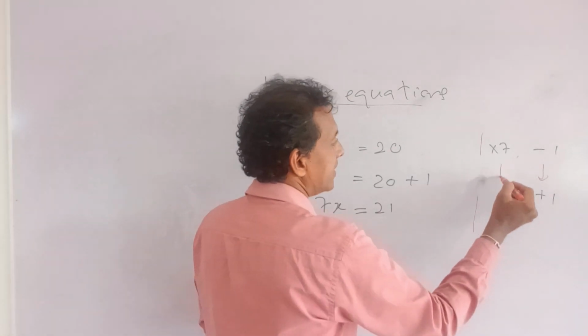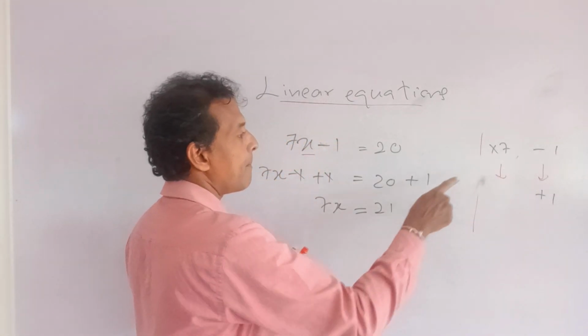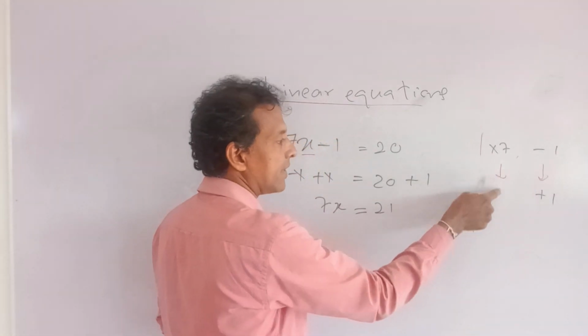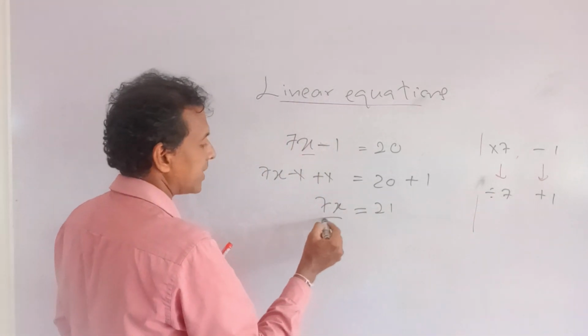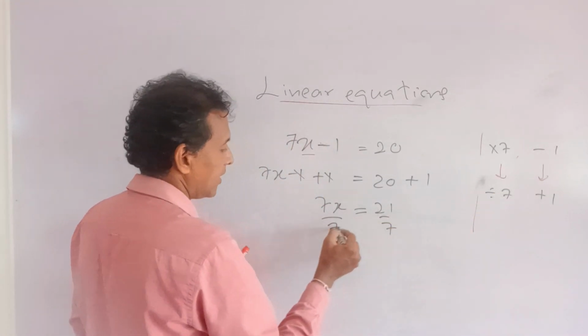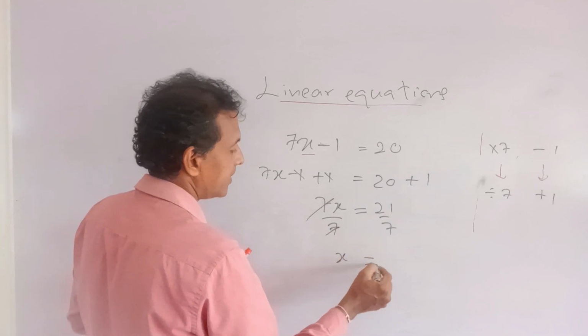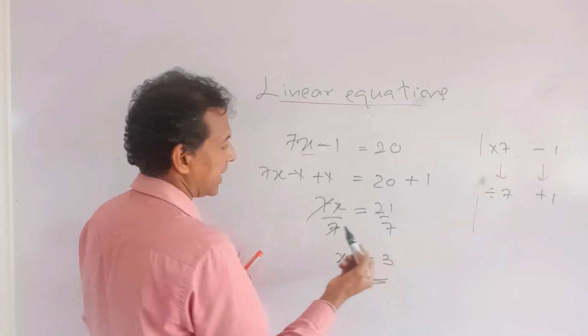Come to the second operation. Multiply by 7, the inverse operation is divide by 7. So divide both sides by 7. It gets cancelled, so x equals 3. Here also x equals 3.